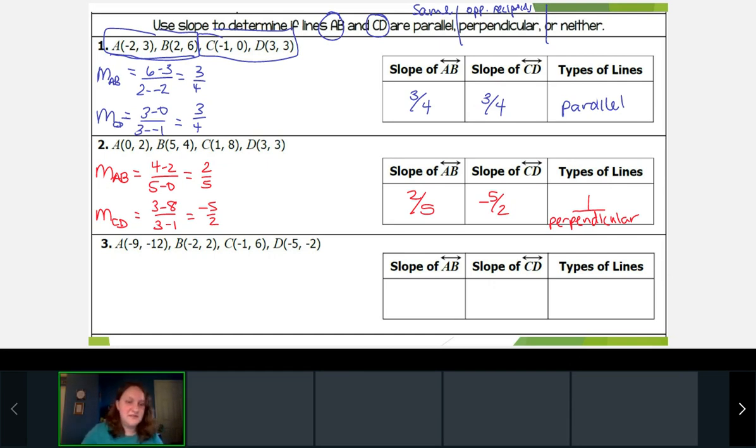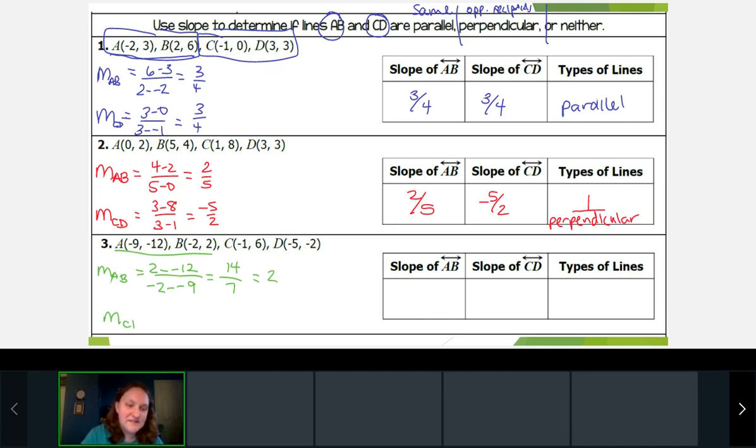Okay, if you got the slope of each line was 2, and you said they were parallel, then you did it correctly. Let's go over the answer here real quick. If you used the formula for AB, the slope of AB will be 2 minus negative 12 over negative 2 minus negative 9. Well, 2 minus negative 12 is really 2 plus 12, so that's 14. And negative 2 minus negative 9 is really negative 2 plus 9, which is 7. So the slope is positive 2.